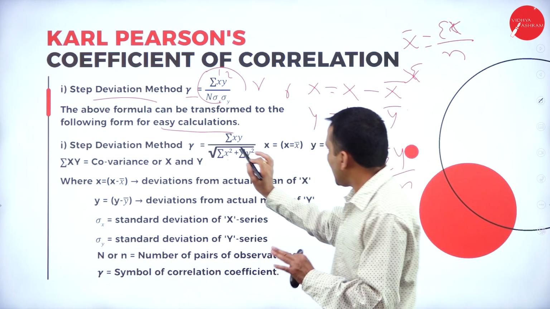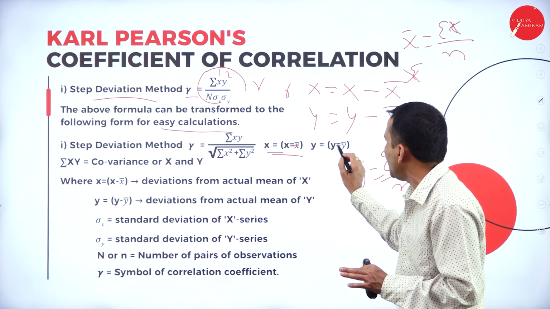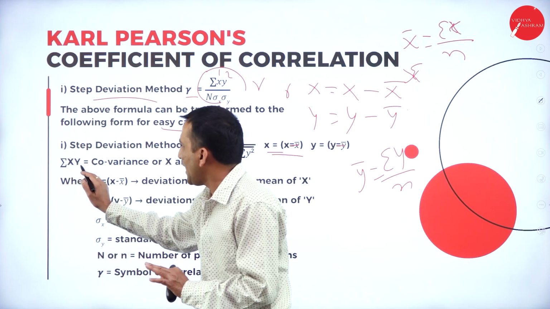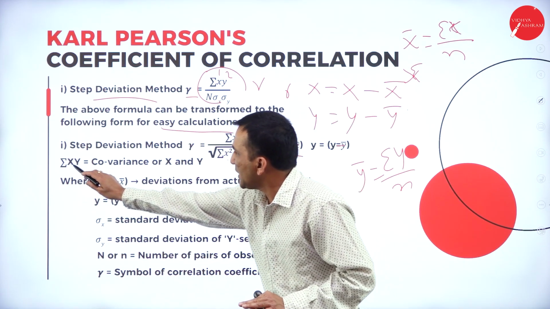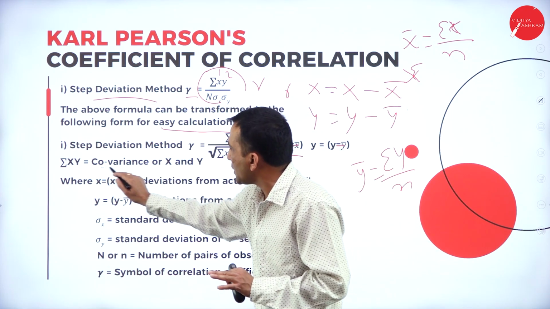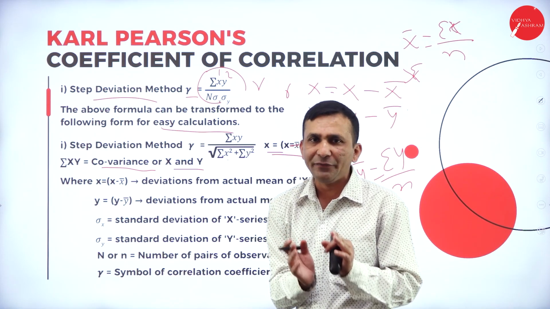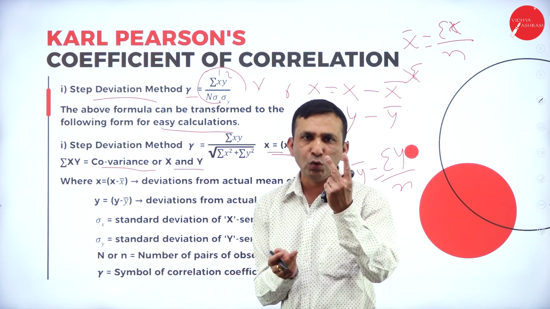Here I have already written it, which is just the minus sign. Sigma XY, which is the numerator, is the covariance of X and Y, because with bivariate data we always need to depend on two variables.